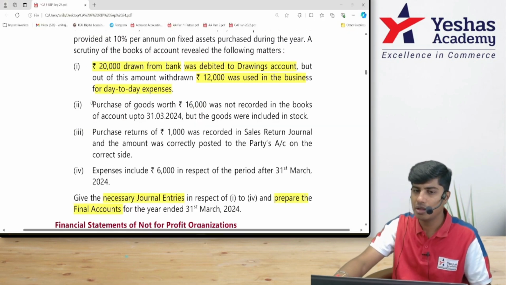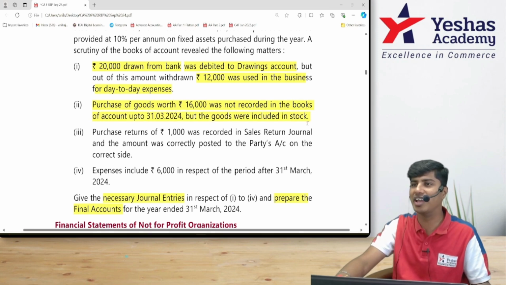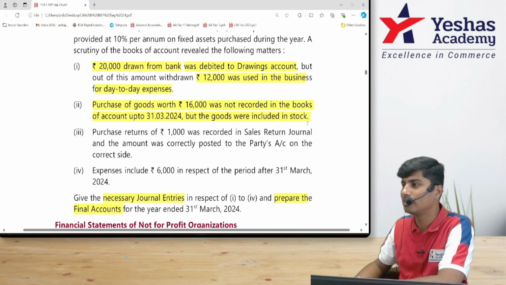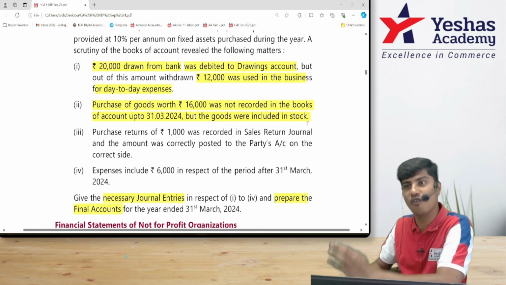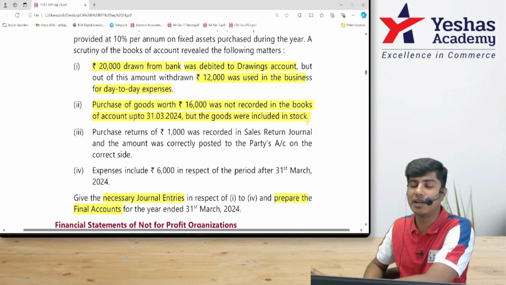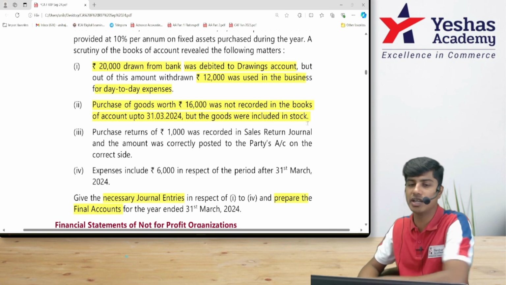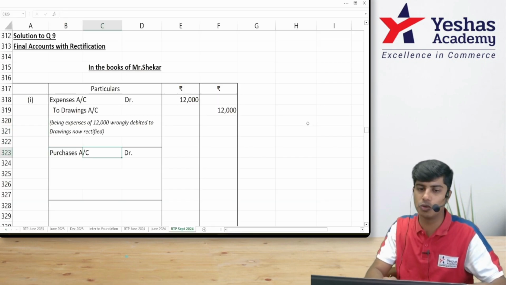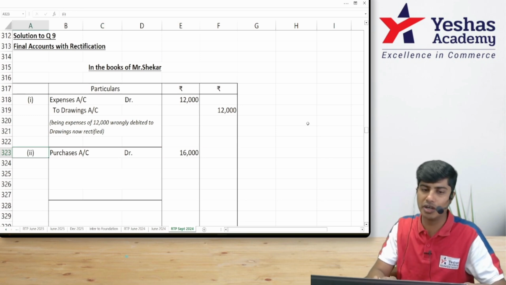Okay. What is after expense account debit to drawings? Read the next adjustment. Purchase of goods worth rupees 16,000 was not recorded in books. Wow, your most favorite rectification. What is it? Error of omission. Complete omission. Purchase of goods worth 16,000 was not recorded in books. What is the entry? Purchase account debit. Purchase account was supposed to be debited by 16,000, was not debited, so we will now debit.